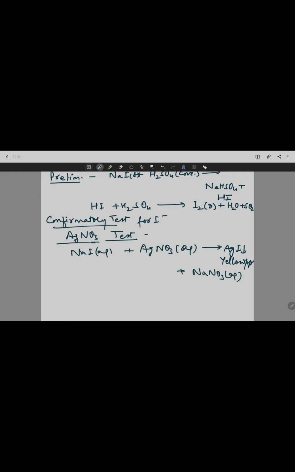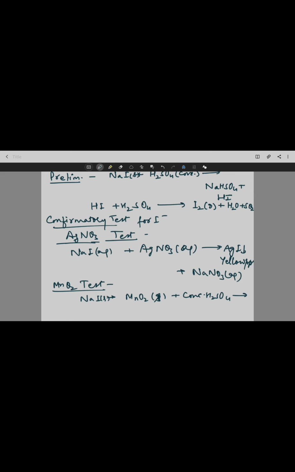The other confirmatory test is the manganese dioxide test, just like for bromine and chlorine. How do we perform this test? We take the salt, for example NaI, and add manganese dioxide, which is again solid, and to this solid we add concentrated H2SO4. Then we will get purple fumes because of the evolution of iodine vapors.